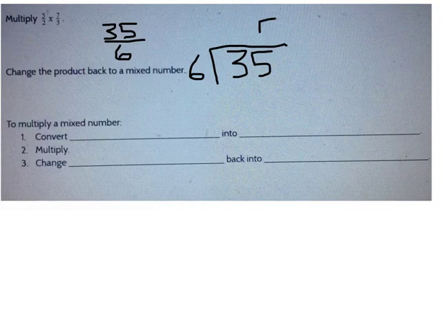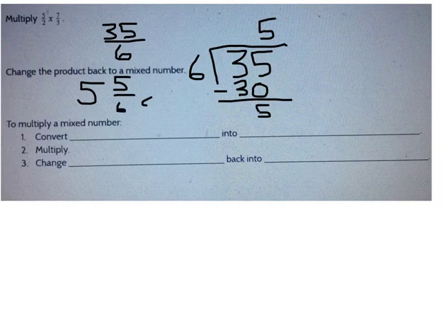Well, 6 goes into 30 5 times. 5 times 6 is 30. When I subtract, there's 5 left over. So the answer is 5 and 5/6 cups.